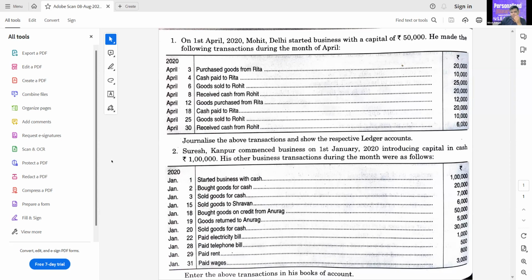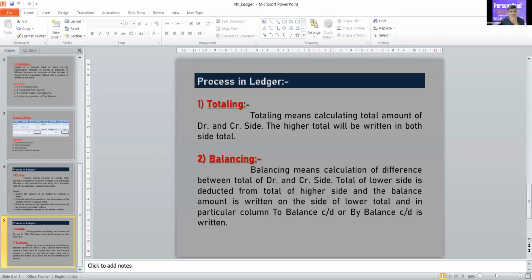And what is the entry you told me for April 4th? Cash paid to Rita. One minute, sir. Cash account to Rita account. Rita account. Yes, oh, correct. Then why, sir, are you asking me? No, actually, just tell me the entry. The entry is not clear to me. Actually, that's why. Okay, sir.